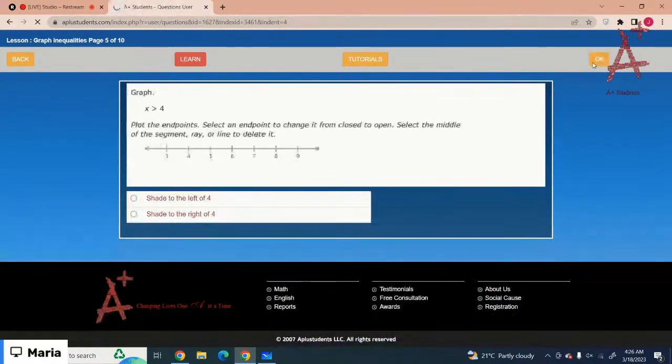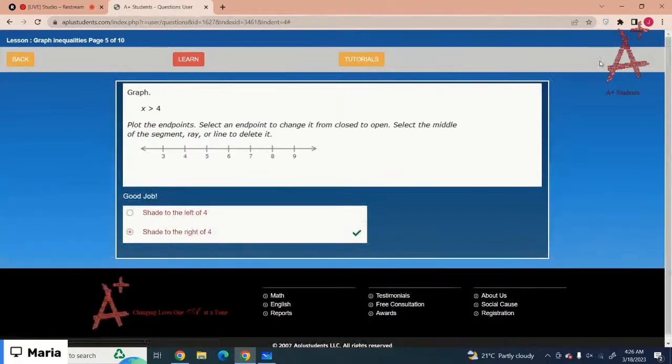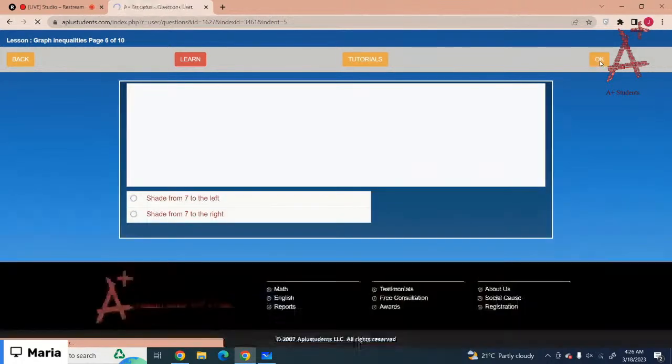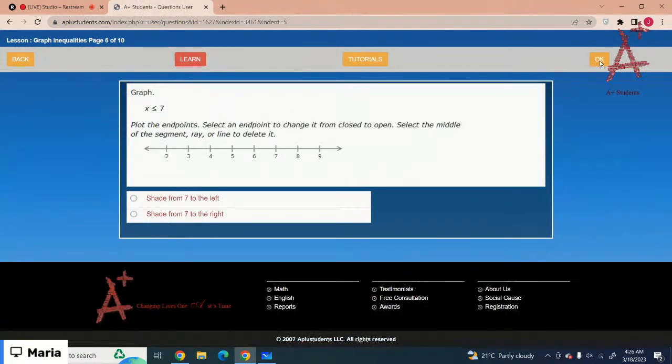Okay, the next one is x is greater than 4. So again greater, that means shade to the right of 4. Got it? The greater numbers are always on the right hand side of the number and the smaller numbers are on the left hand side. Got it? Okay, x is less than or equal to 7. So it would be shade from 7 to the left. Got it?